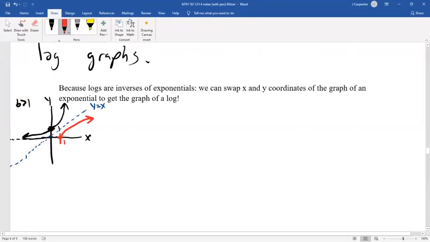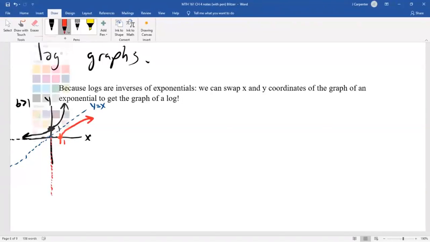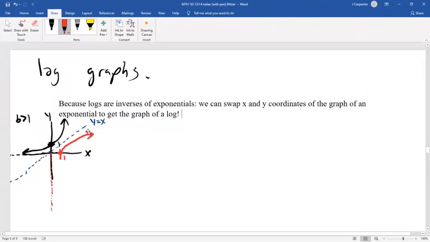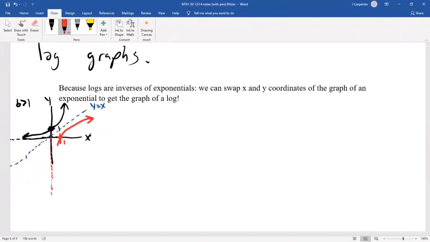Then our horizontal asymptote for the original exponential function becomes a vertical asymptote for the logarithmic function. And that flattening out on the left side is now going to become almost a vertical line as we approach the asymptote. That is how we develop the graph of the log base b of x if this black graph was the graph of b to the x. And that's if the base is bigger than 1.